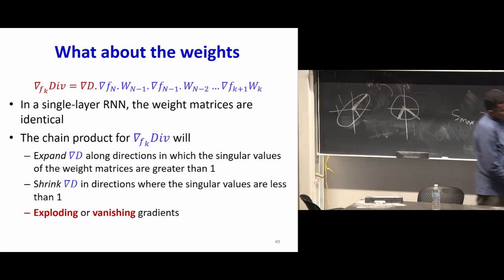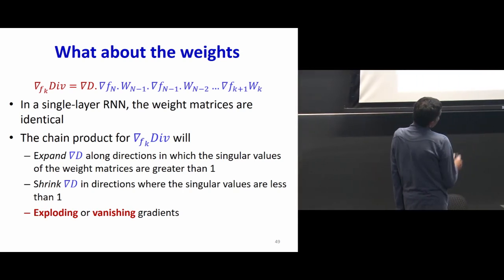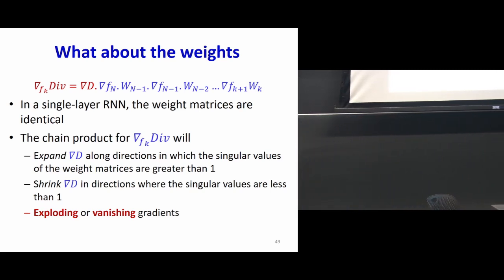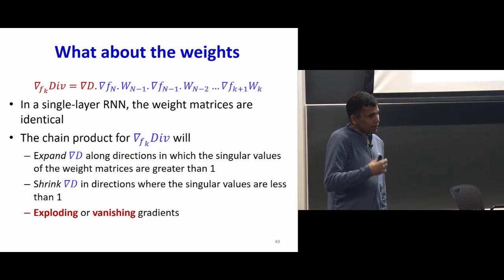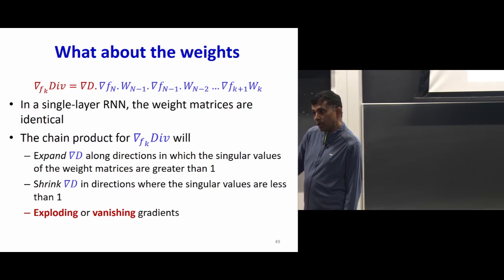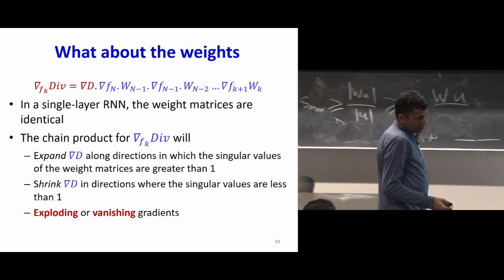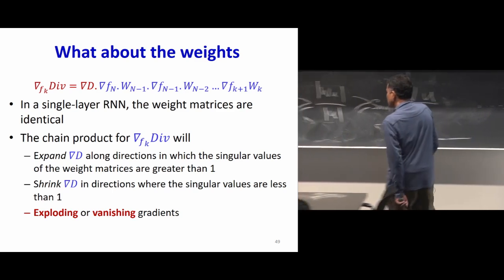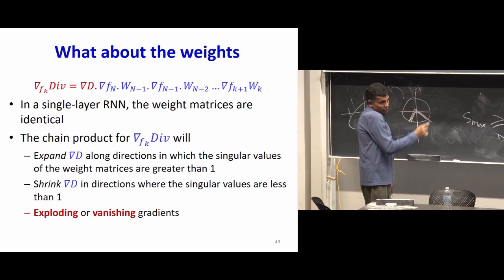So this means that if the input to any multiplication by W lies along one of the directions corresponding to a singular value that's less than 1, it's going to shrink. If it lies along any directions corresponding to singular values that are greater than 1, it's going to expand, right? Every singular value has a corresponding singular vector. So if the input to the transformation has components only in this direction, it's going to shrink.